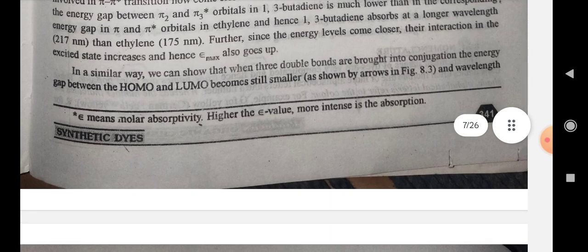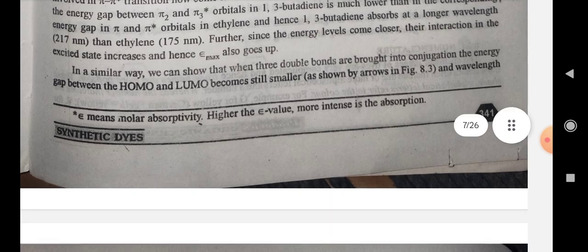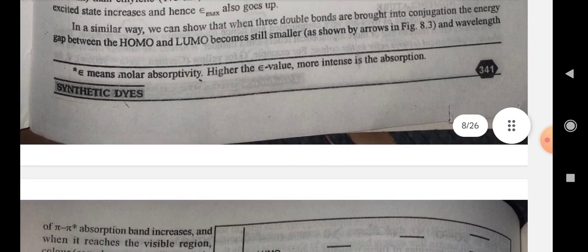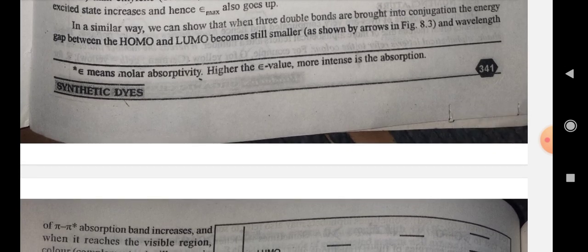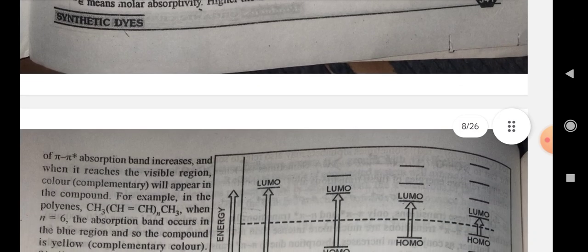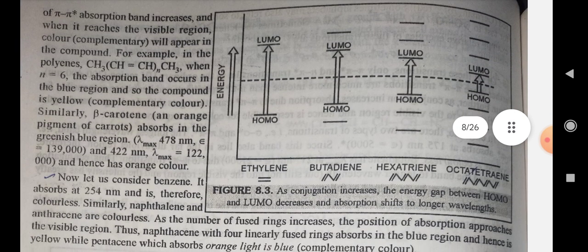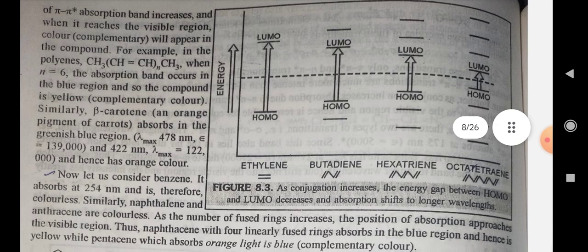Further, since the energy levels come closer, their interaction in the excited state increases, and hence epsilon max also goes up. In a similar way, we can show that when three double bonds are brought into conjugation, the energy gap between the HOMO and LUMO becomes still smaller, and the wavelength of the pi pi star absorption band increases, and when it reaches the visible region, color will appear in the compound.